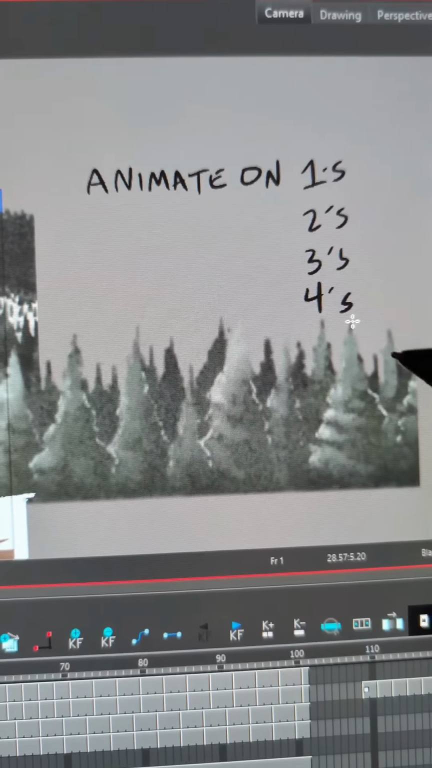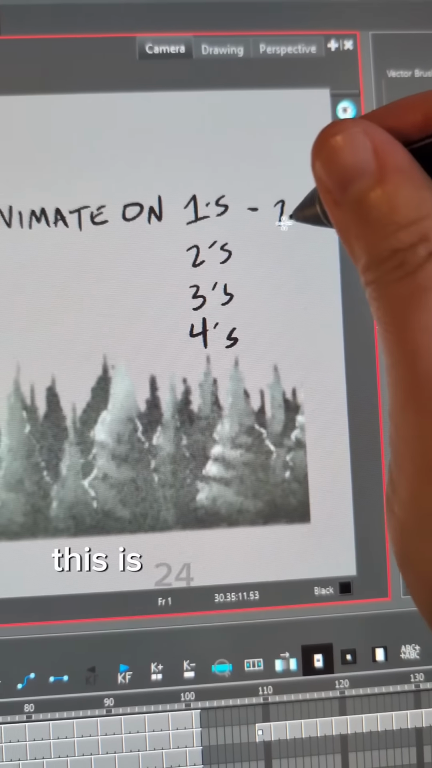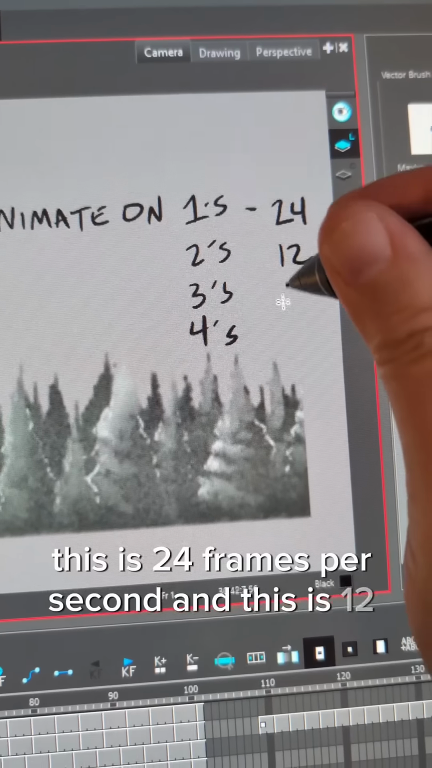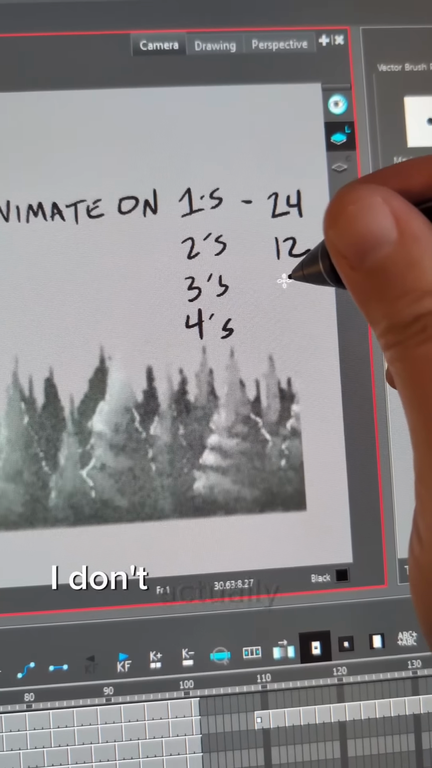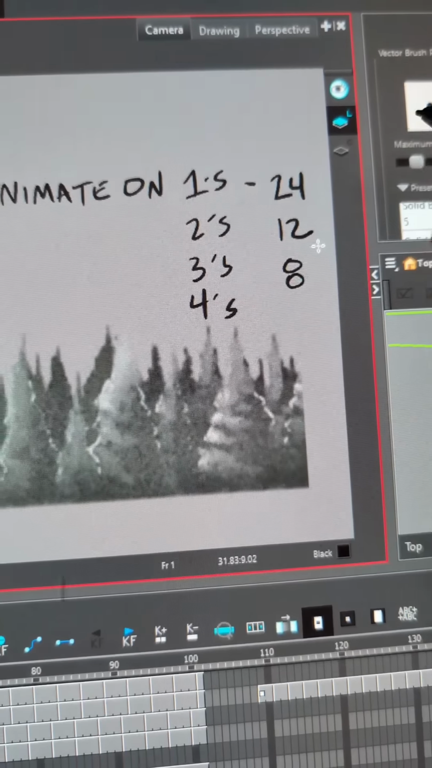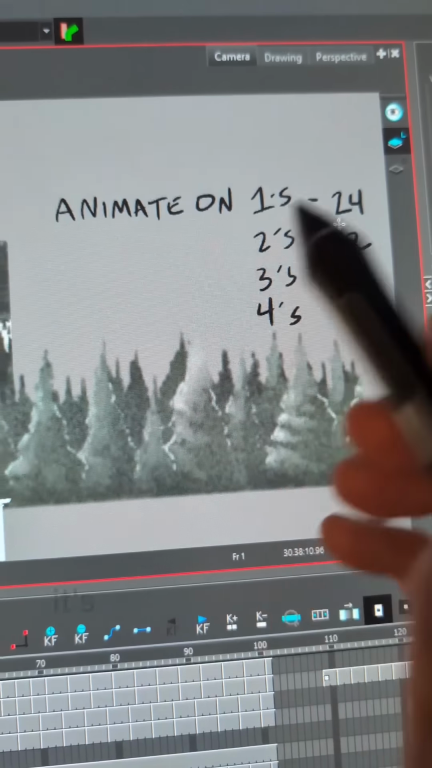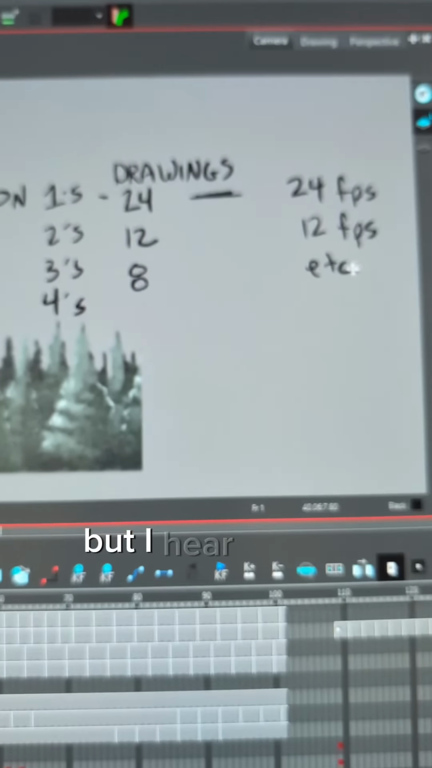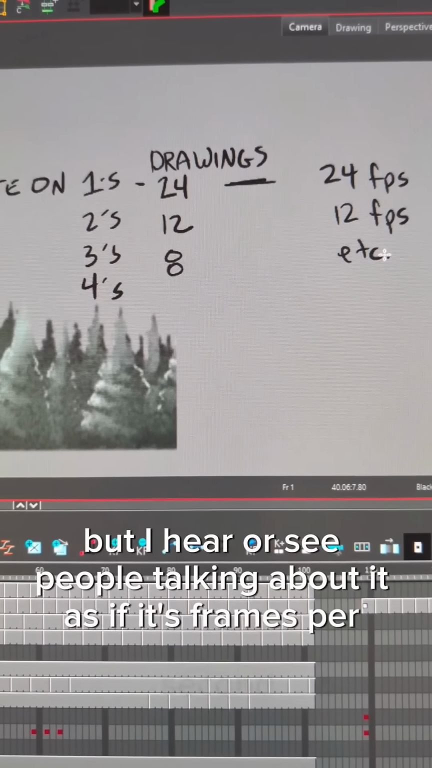It's great. But what I see a lot is people saying this is 24 frames per second, and this is 12, and this is, I don't actually know what, 8? I don't know. You do math. But it's not that that's wrong, but it's drawings. But I hear or see people talking about it as if it's frames per second.